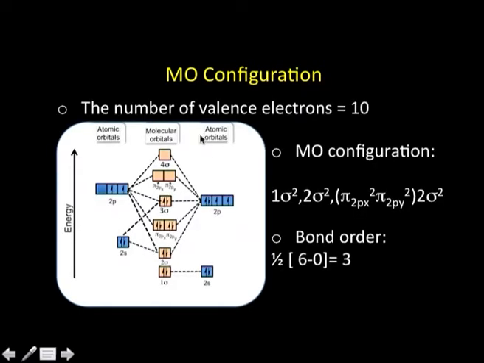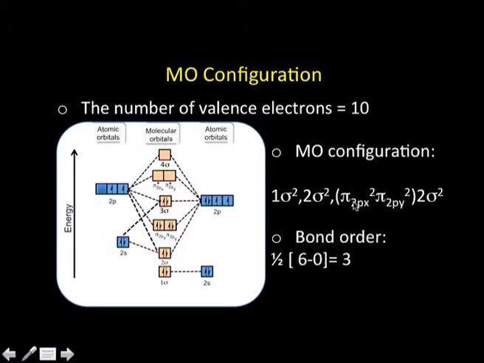In carbon monoxide, the total number of valence electrons is 10: 4 from the carbon atom and 6 from oxygen. These 10 are distributed as follows: 2 in 1 sigma, 2 in 2 sigma, 2 each in pi px and pi py, and 2 electrons in the 3 sigma orbital. That is how the 10 electrons are accommodated, and it can be expressed as the molecular orbital configuration: 1 sigma 2, 2 sigma 2, and so on.